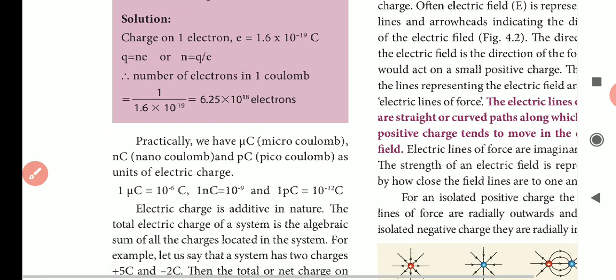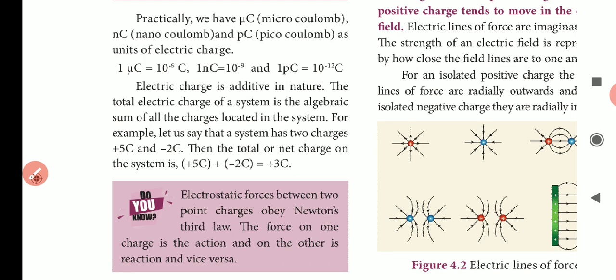Right. Practically we have microcoulomb, nanocoulomb and picocoulomb as units of electric charge. 1 microcoulomb is equal to 10 power minus 6 coulomb and 1 nanocoulomb is equal to 10 power minus 9. Nano is 9, micro is 6, pico is 10 power minus 12 coulomb.